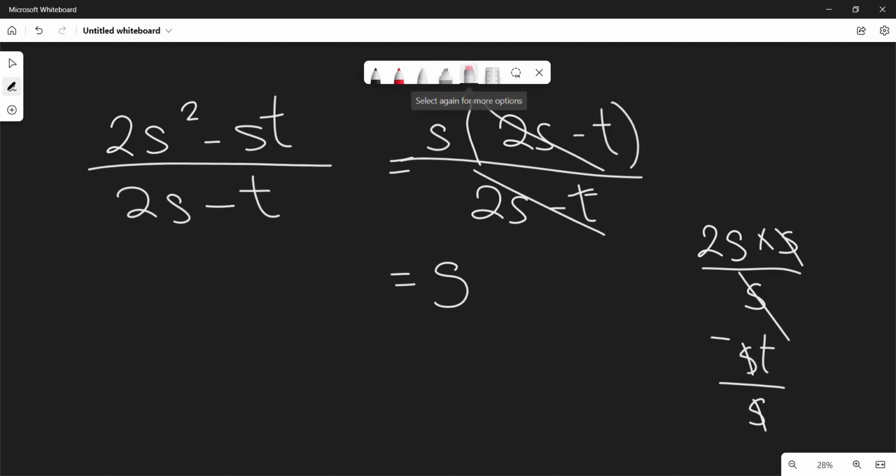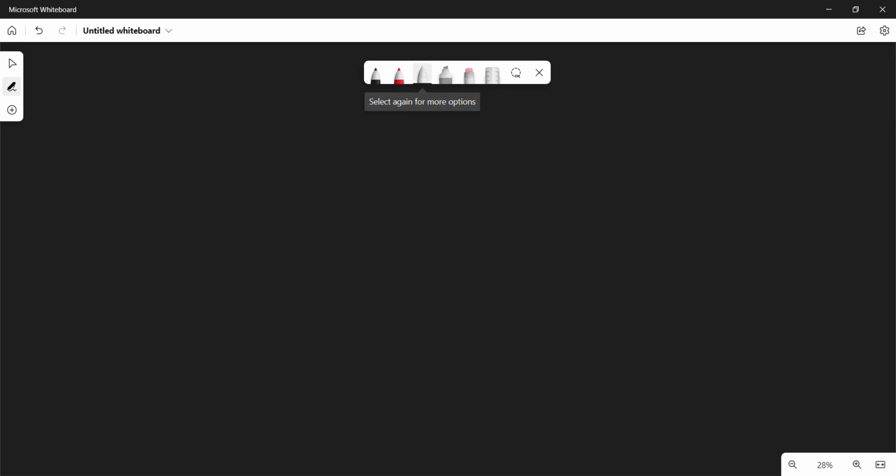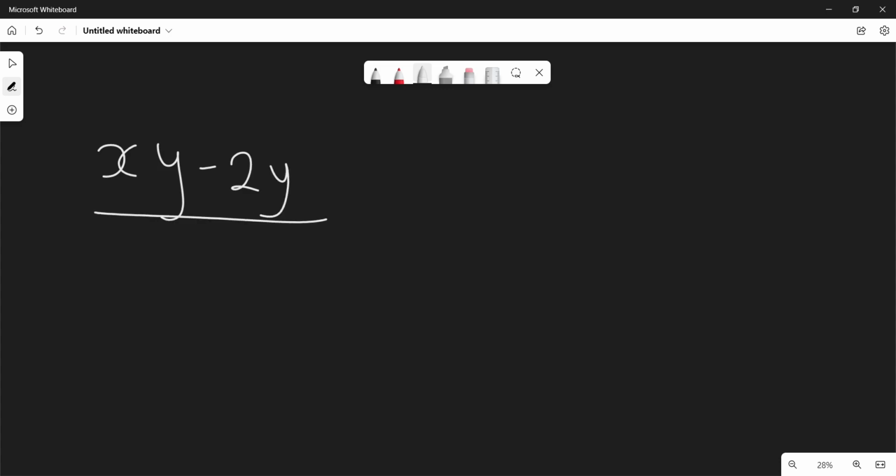Alright, moving on. The next example is xy minus 2y all over x squared minus 4x plus 4, right? So we should know by now that we cannot just cancel terms, because we are seeing a subtraction sign here, a subtraction sign, and an addition sign here, which indicates that we have to factorize, right?